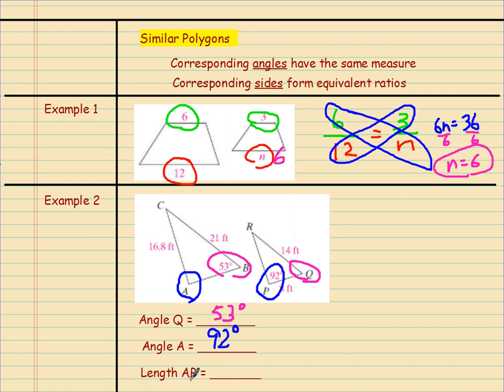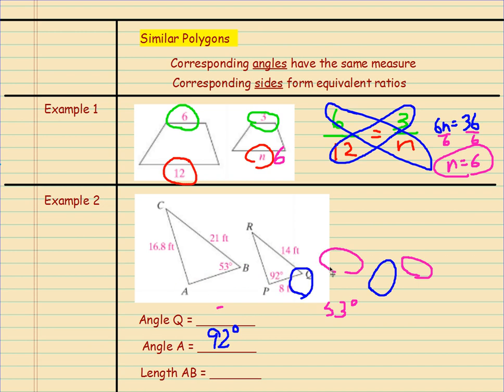Okay, now length AB is the more difficult part, because this is a side length. This is how long this is. Now let me clear this up really quickly so we can see the picture. Oops, I erased my angle Q. Angle Q we found out was 53 degrees. Okay, so length AB is this part. We know that this side here is corresponding to AB. So what we can do is set up a proportion. I'm going to let this be a variable x, because we don't know this, and I can set any variable to the side length. So I can go ahead and write a proportion.